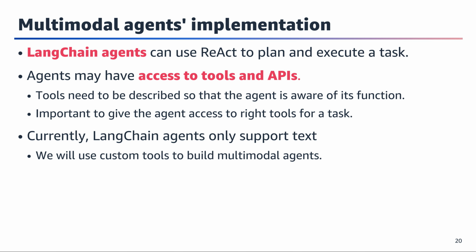Now let's discuss how multimodal agents are implemented. LangChain agents provide a powerful framework that can utilize React to plan and execute tasks effectively. These agents can be enhanced by giving them access to various tools and APIs, which extends their capabilities significantly. When implementing these tools, it's crucial that we properly describe their functions so the agent understands how and when to use them. Selecting the appropriate tools for specific tasks is essential for optimal agent performance.